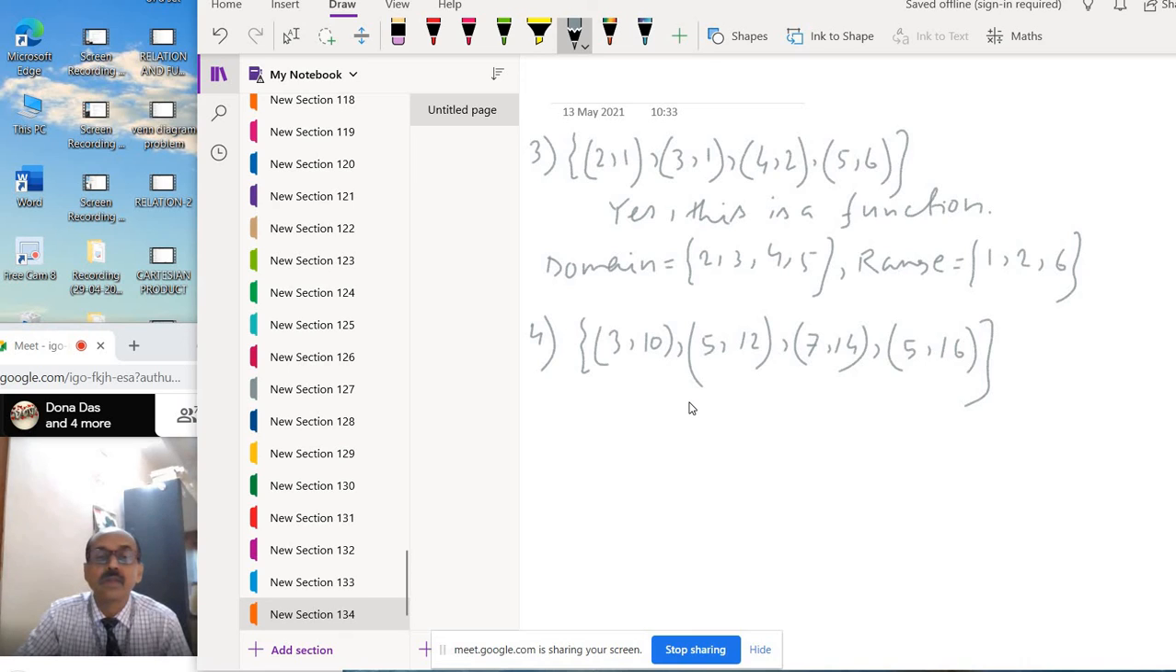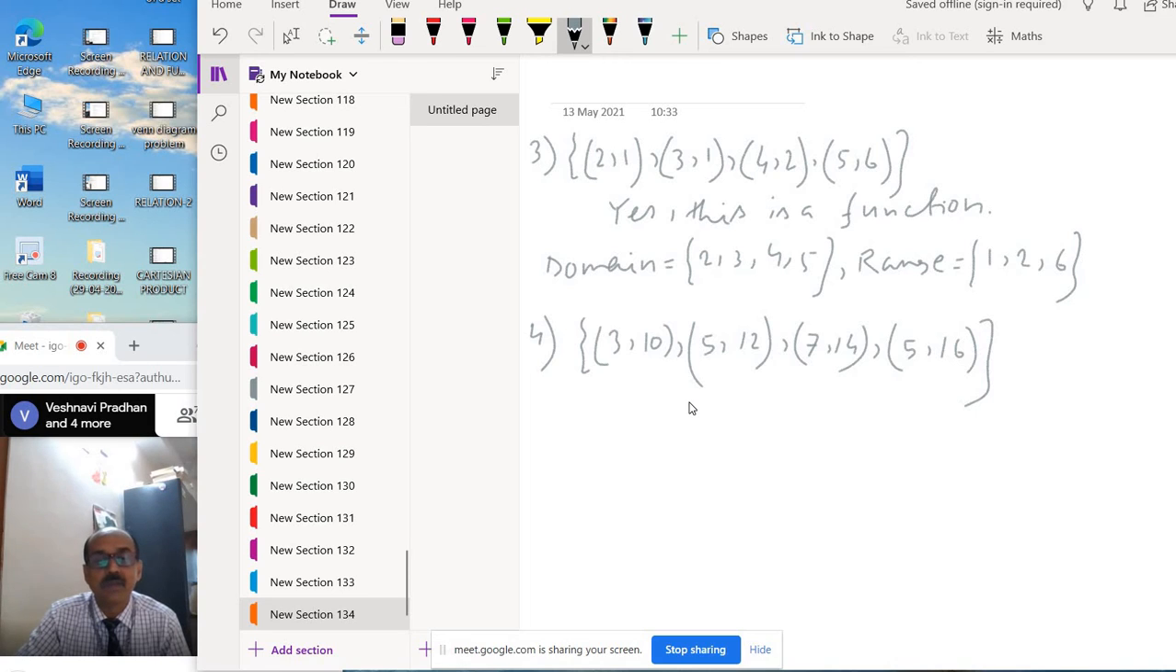Because 5 is present two times in different pairs. The first one is (3, 10): the image of 3 is 10. The second one is (5, 12): the image of 5 is 12. The third one is (7, 14): the image of 7 is 14. But the last one is again (5, 16): the image of 5 is 16. So one element, 5, has two images, 12 and 16.